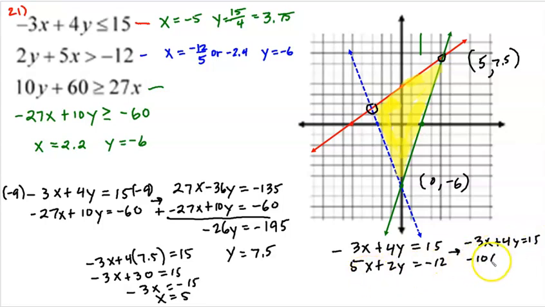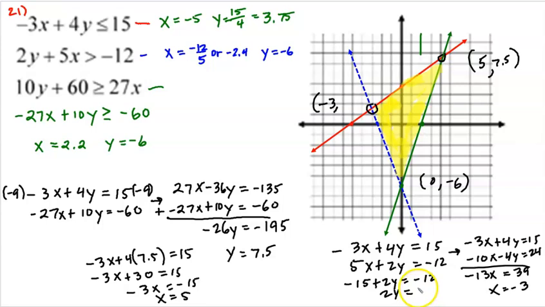And that's -10x minus 4y equals 24. So -13x equals 39. X equals -3. That looks good. And now we'll get the y by plugging that into either one. I'll just use this bottom one. -15 plus 2y equals -12. 2y equals 3. Y equals 1.5 or 3/2. And that looks reasonable.